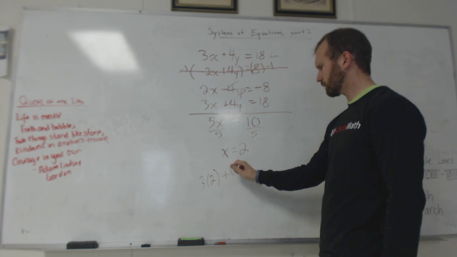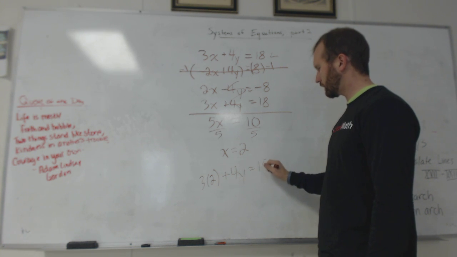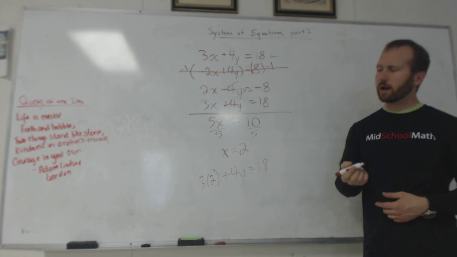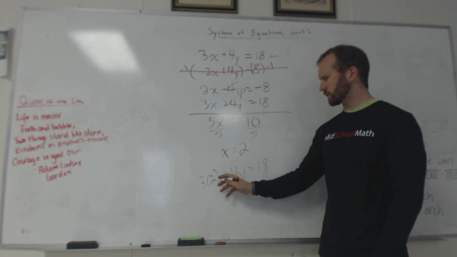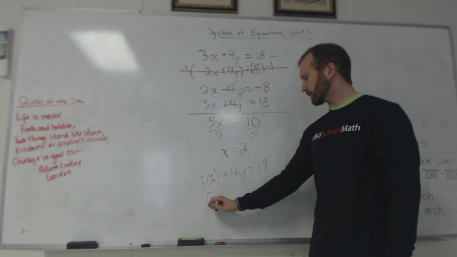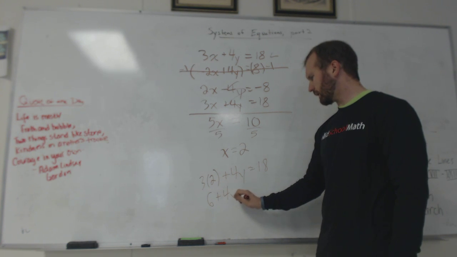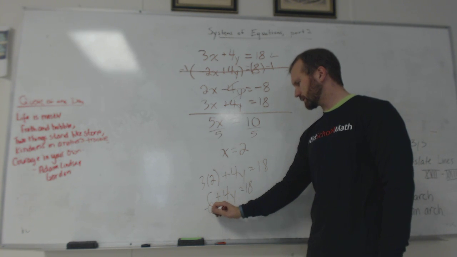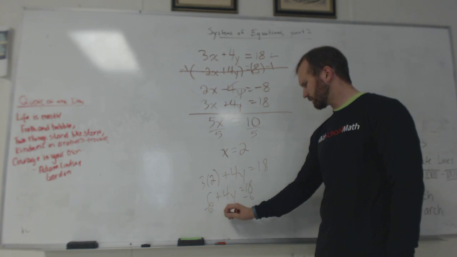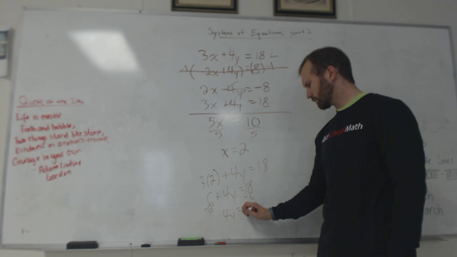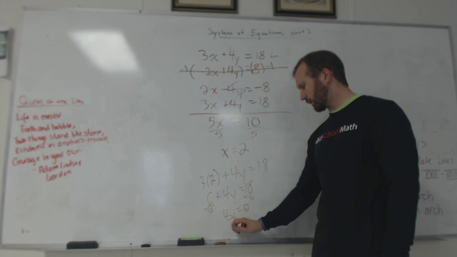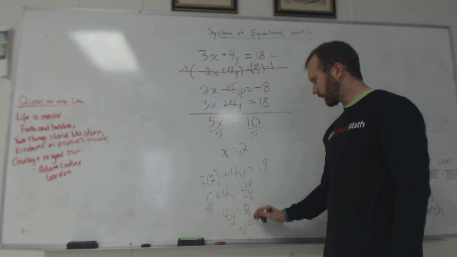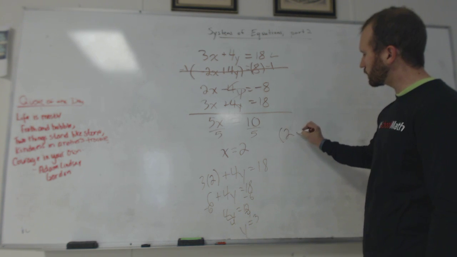Plus 4y equals 18. So I plugged in x. Now I only have y. I can solve for y. What is 3 times 2? 6. 6 plus 4y equals 18. Subtract 6 from both sides. 4y equals 18 minus 6, which is 12. Okay, divide by 4. y equals 3. I could write my answer as (2, 3).